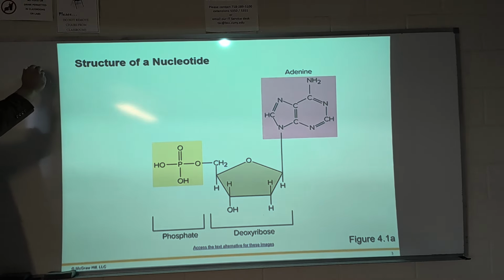Number 1, nitrogenous base. Number 2, deoxyribose sugar. And number 3, a phosphate. That's a nucleotide. Is it always shaped like this? Yeah. So if we were to see it under a microscope, it would look like that. This is the structure of a nucleotide.